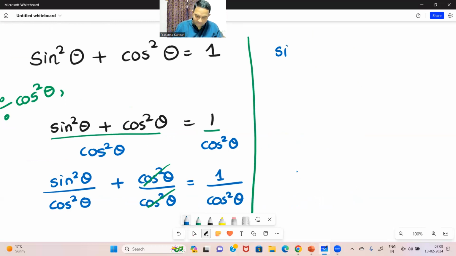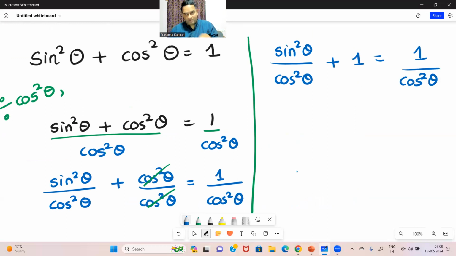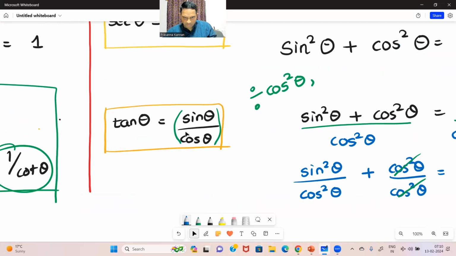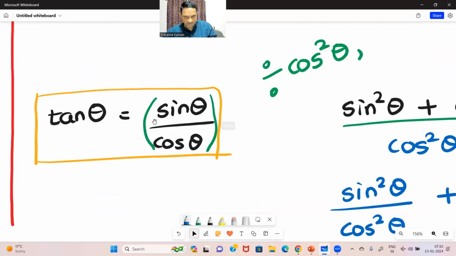So what I am getting here: sine square theta by cos square theta plus 1 is equal to 1 by cos square theta, correct? Okay, now what is sine theta by cos theta? Have you seen any formula? Tan theta. Yes. So what will be sine theta by cos theta whole square? Tan square theta. Very good, very good.